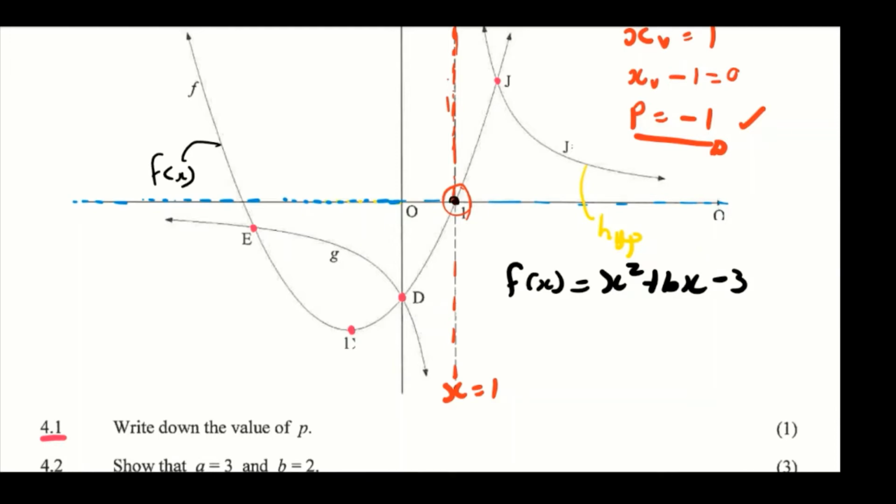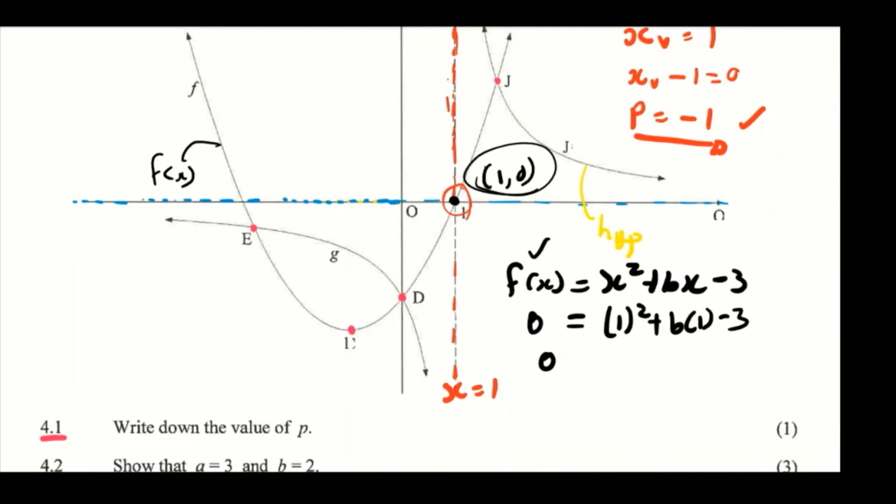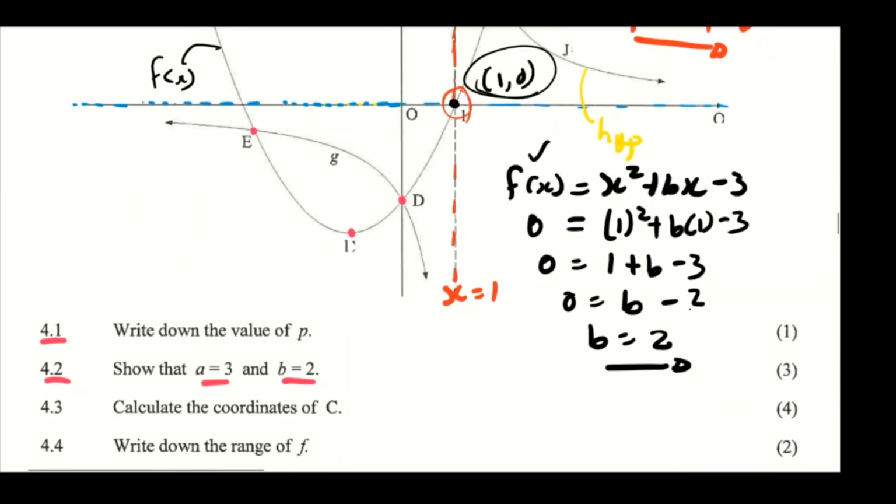If we use this point here, which is 1 and 0, it means now that here it's going to be 0 and then x is going to be 1. So we're just going to substitute 0 here, and then here it's going to be 1 squared plus b into 1 minus 3, right? As I said, we're using this intercept. So it's going to be 0 is equals to 1 plus b minus 3. So it's going to be 0 is equals to b minus 2. So transpose the 2 to the other side. We have b is equals to 2. So we have proven that b is equals to 2.